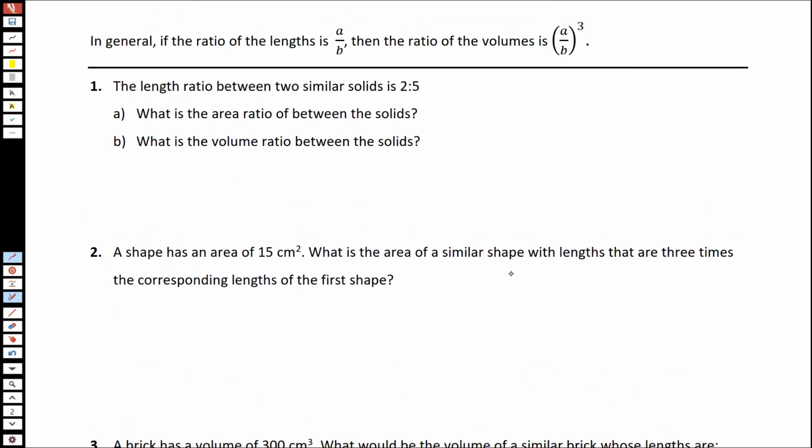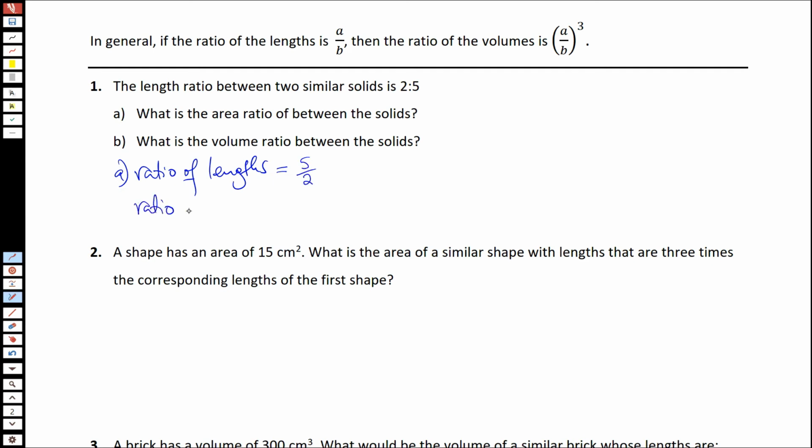So in number 1, it's given that the ratio between two similar solids is 2 to 5. What is the ratio between the solids? Well, the ratio is just as given, but I'm just going to write it as a fraction. So A, ratio of lengths is equal to 5 over 2.